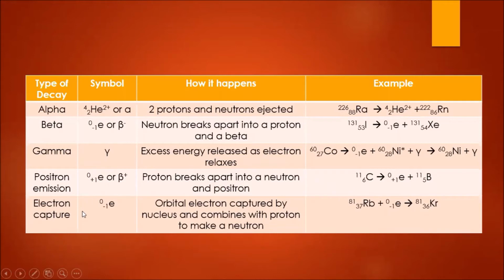And finally, electron capture. It's actually going to be very similar to a positron. The orbital electron gets sucked into the nucleus, combines with the proton, and forms a neutron. So proton plus electron gives us our neutron back. So rubidium absorbs an electron from its electron cloud, which moves us one to the left. Rubidium to krypton.